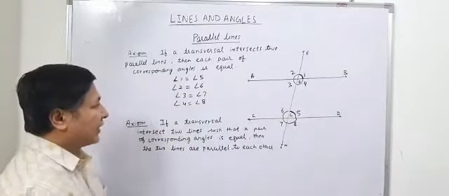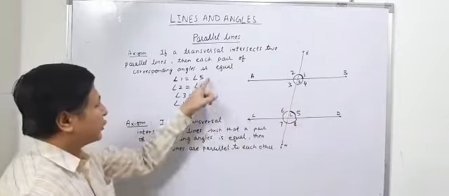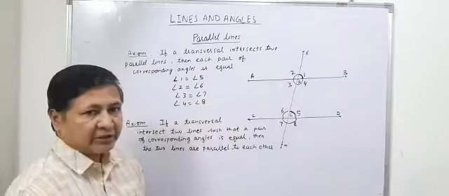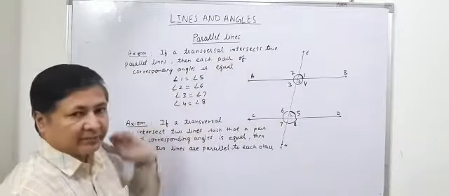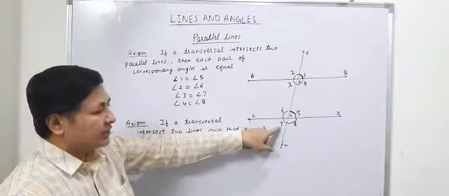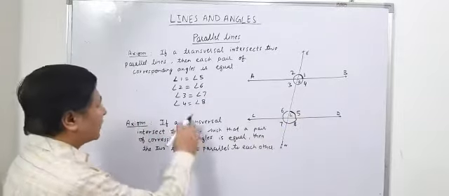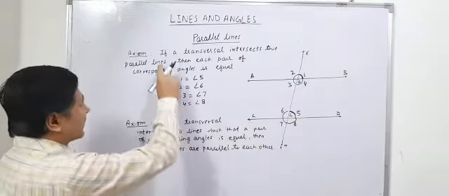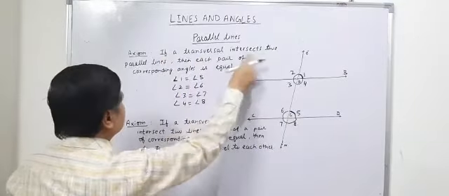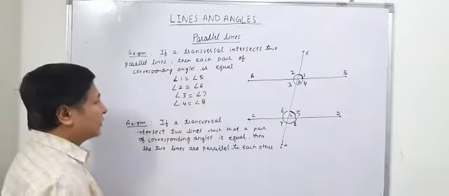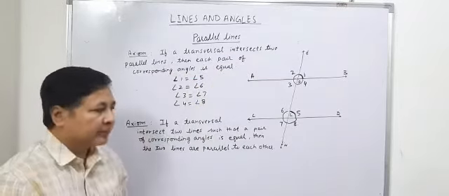So angle 1 and 5 are corresponding angles and they are equal when the lines are parallel. Angle 2 and angle 6 are corresponding angles, they will be equal when the lines are parallel. Angle 3 and angle 7 are also corresponding, angle 4 and angle 8 are corresponding, they will be equal when the lines are parallel. So this axiom says if a transversal intersects two parallel lines, then each pair of corresponding angles is equal.